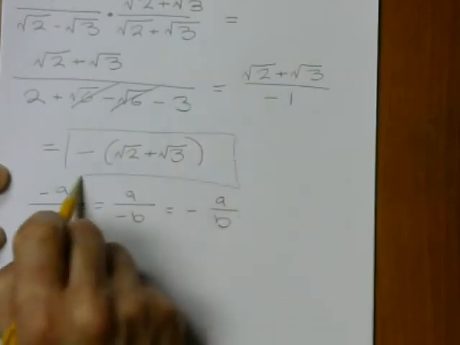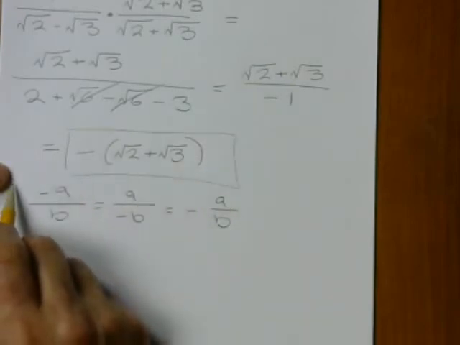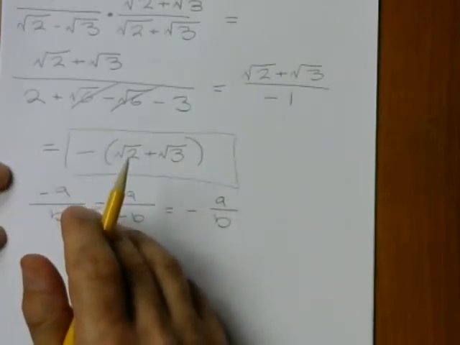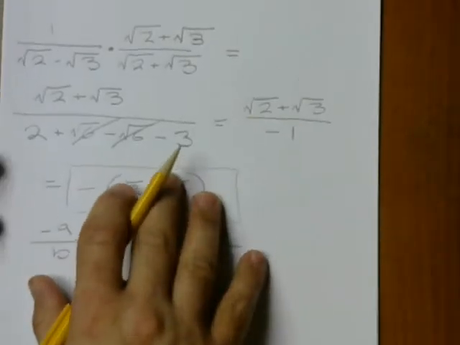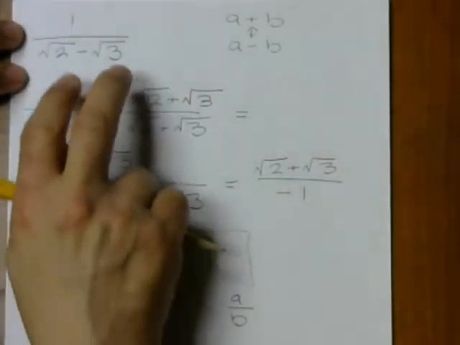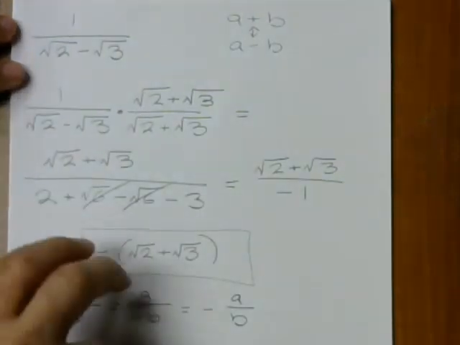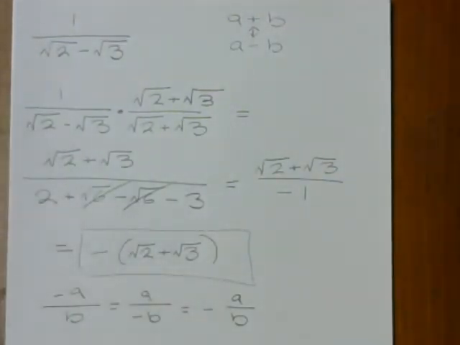So that's an example of taking a conjugate in order to rationalize something that has a difference of radicals. And we'll look at some more examples coming up.